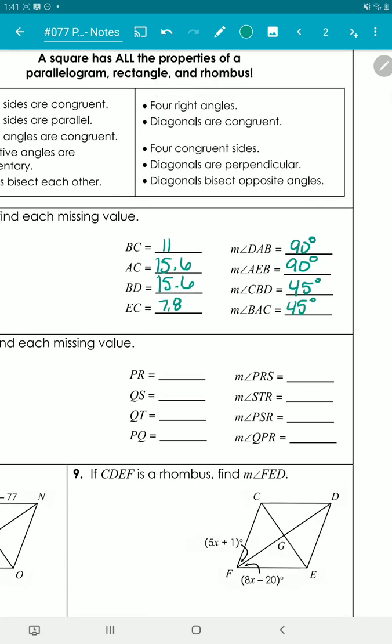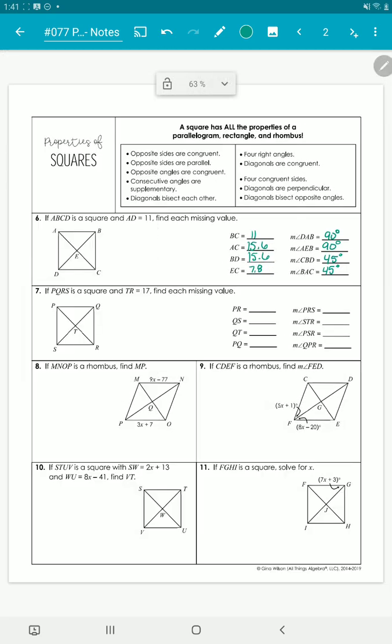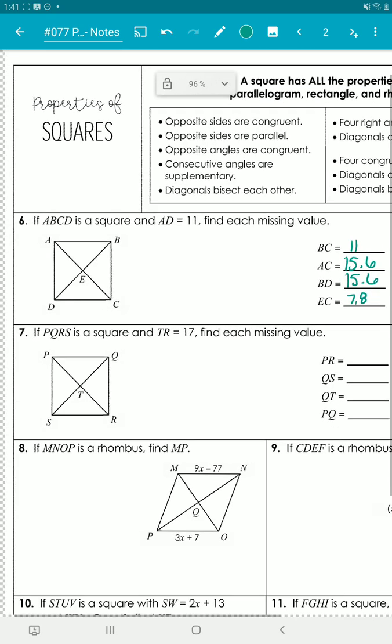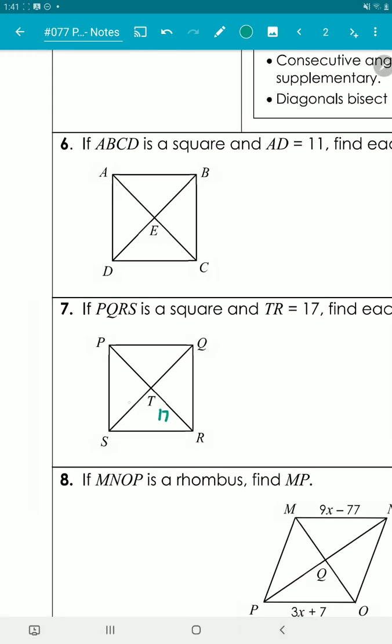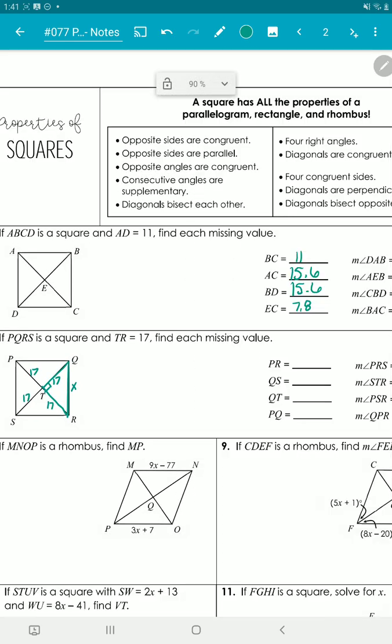Okay. So now I want you to try number 7 on your own. It tells you that TR is 17, so each of these little half diagonals are 17. Remember, this is a right angle, so you can use the Pythagorean Theorem to solve for this side. Okay, try it on your own.